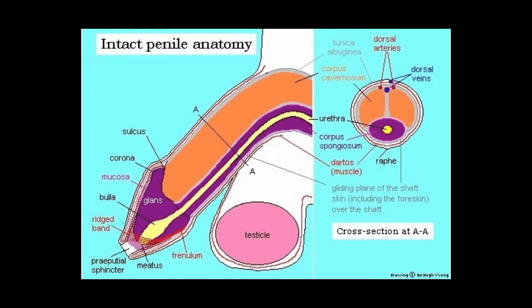So here we're looking at the intact penile anatomy, right? So this is a picture of the penis that has not been circumcised. So the foreskin is still attached.